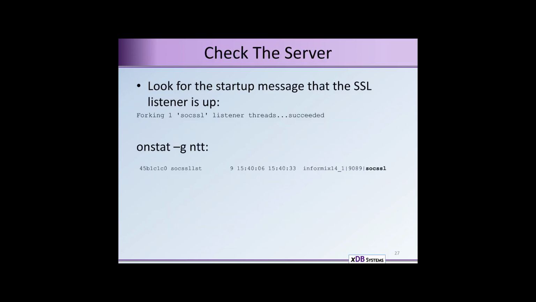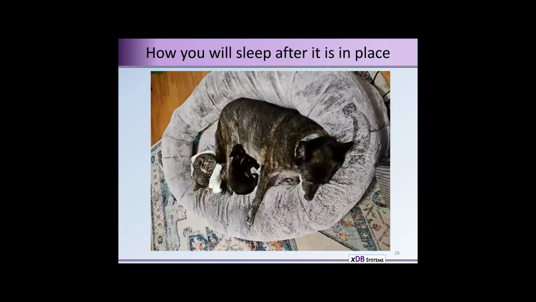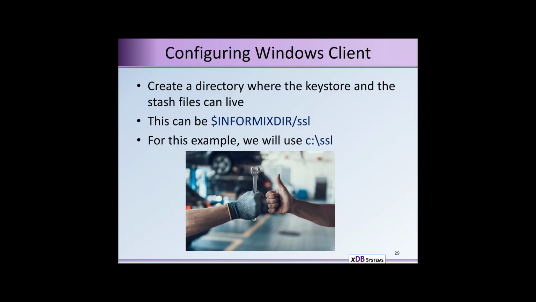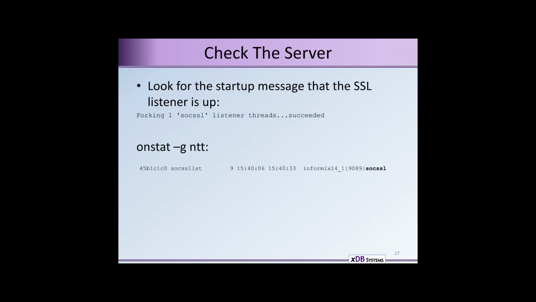So checking the server now that's come online. In the online log, when it's coming online, you'll see the SOC SSL listener thread succeeded. If you're on onstat -g ntt, you'll see a SOC SSL listener going. It's standard checking to make sure the network is up and running. So once it's done, you're going to sleep, because now you can get your auditors off your back. Your data is encrypted. Great. That was it. You now are running SSL. That is all of the steps.